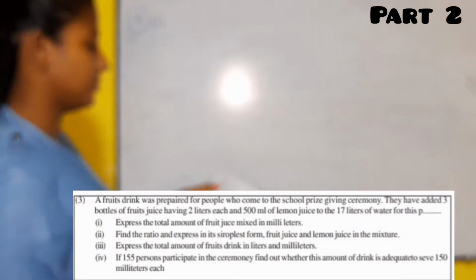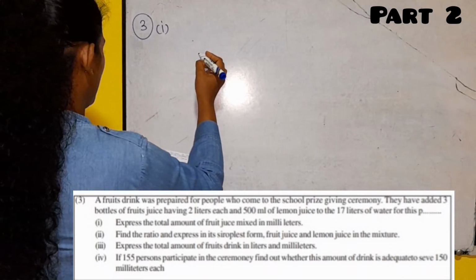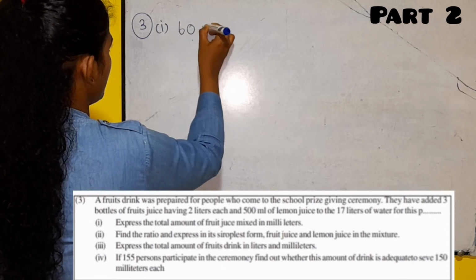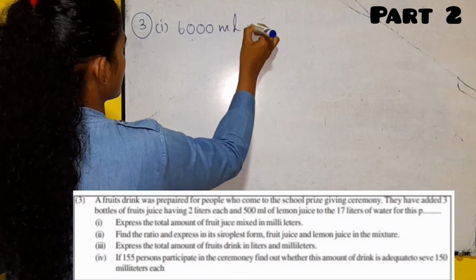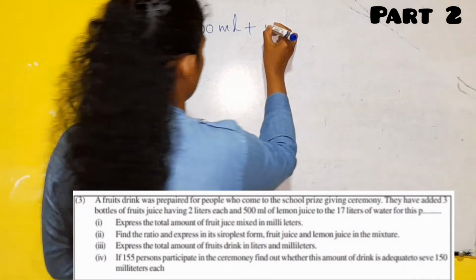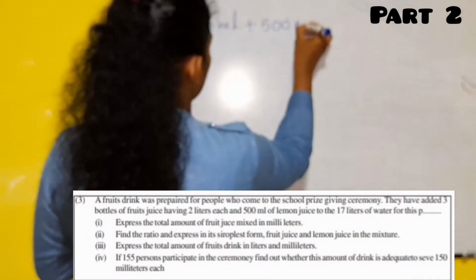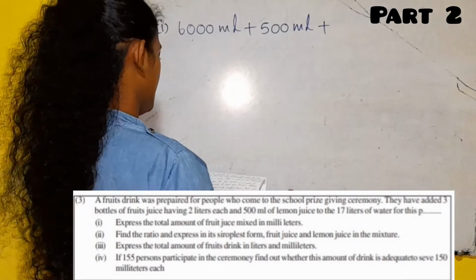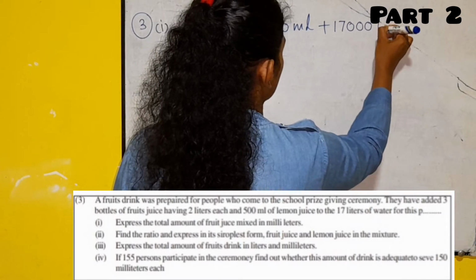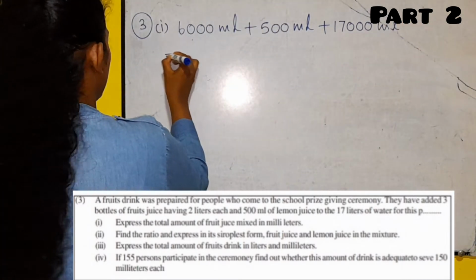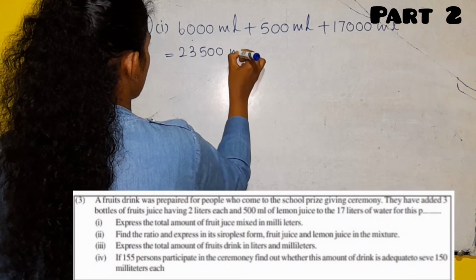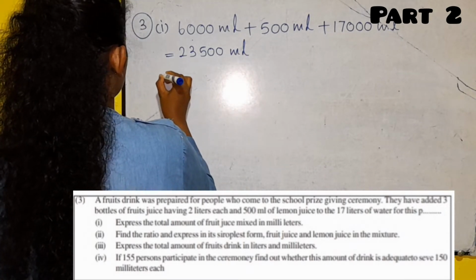The amount of fruit juice is 2000 milliliters multiplied by 3, 6000 milliliters, plus there are 500 milliliters of lemon juice, so we have to add it. 500 milliliters plus 17,000 milliliters of water. So the total amount will be 23,500 milliliters. This is the total amount.